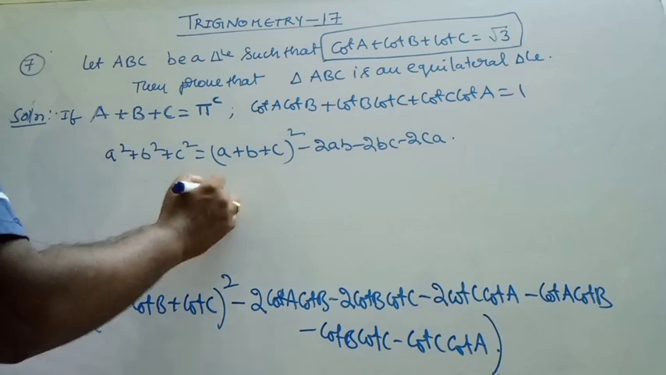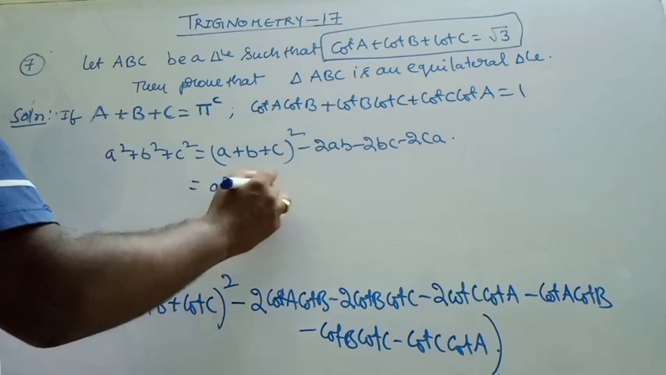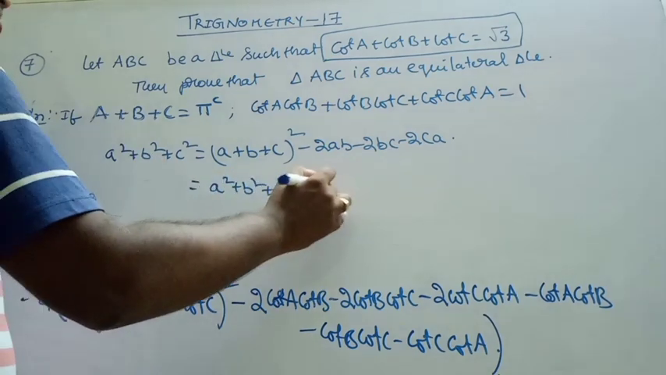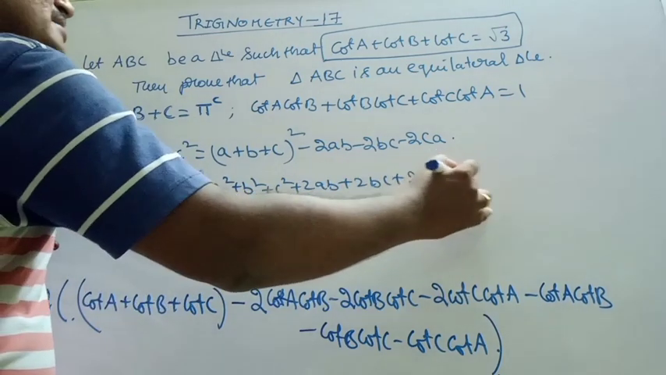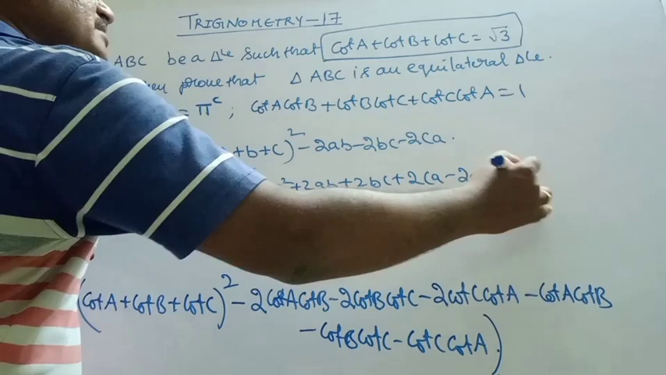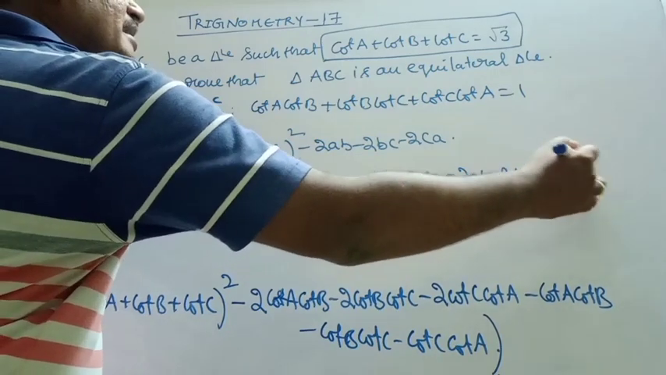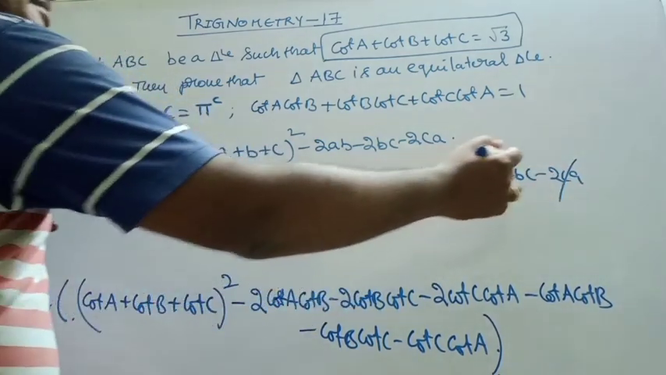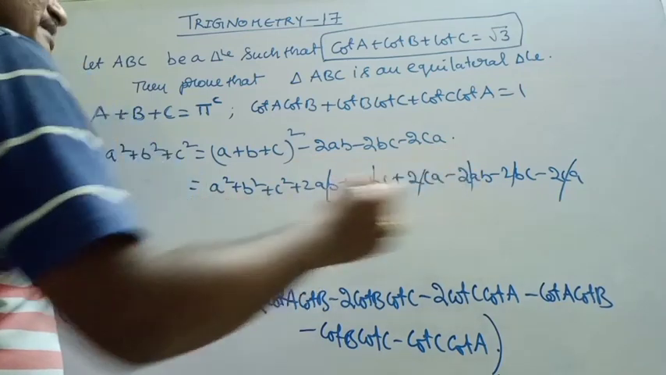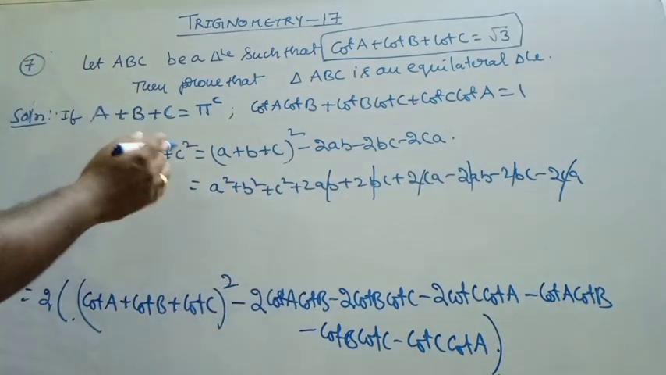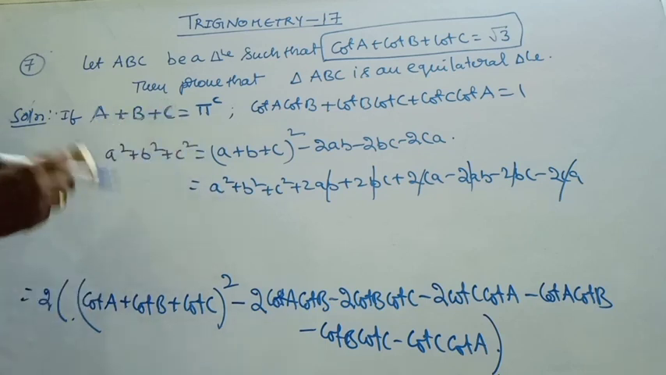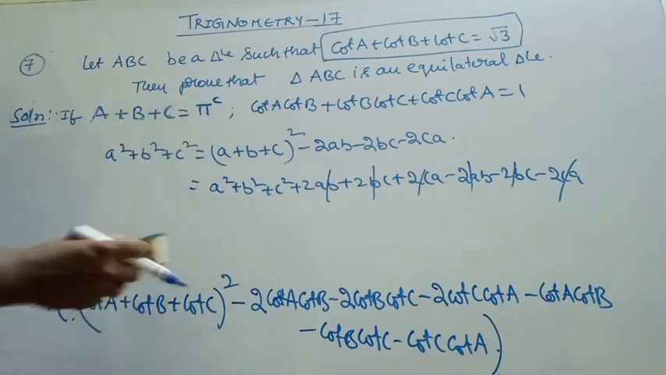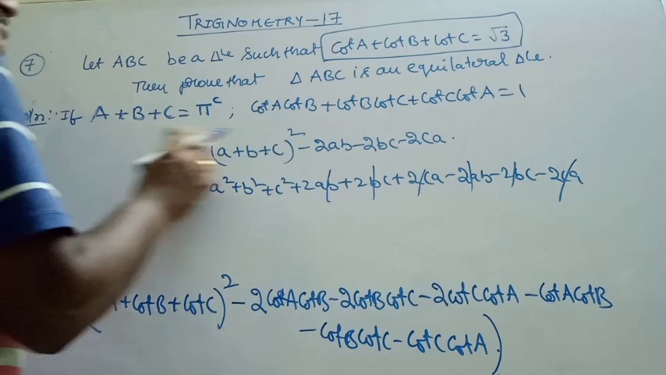This is actually A square plus B square plus C square plus 2AB plus 2BC plus 2CA minus 2AB minus 2BC minus 2CA, and this will cancel. A square plus B square, this is equal to, now therefore we can use this result. That's why I am writing once again, for your better understanding, like this.